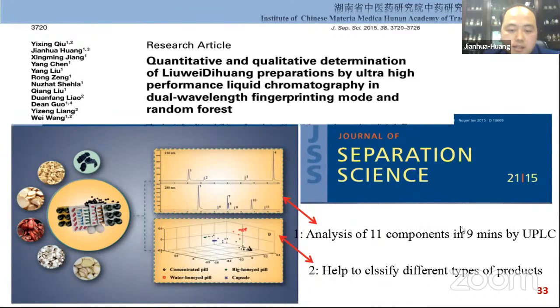And another thing is that we can help classify different types of products, because different products have different concentrations plus custom.